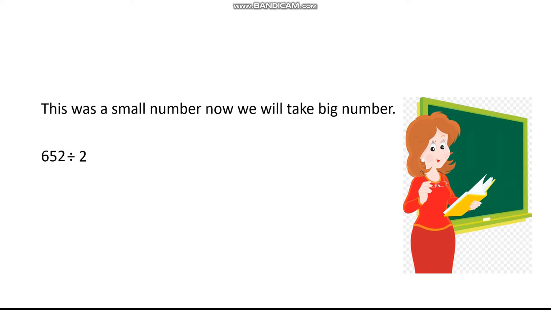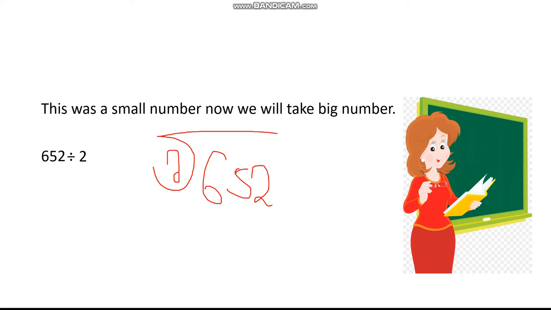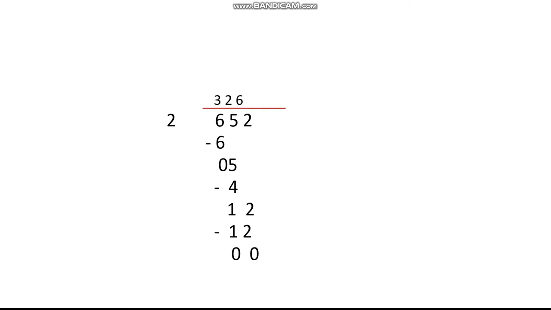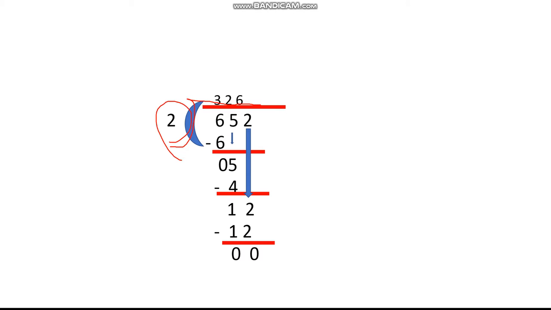Taking an example of 652 divided by 2. The previous one was a very small number, a piece of cake for you all, but now take 652 divided by 2. I want you all to solve this on your own, pausing the video. Moving on, let's understand the question. So, what do we have here? Yes, 652 is to be divided by 2, which is the divisor.